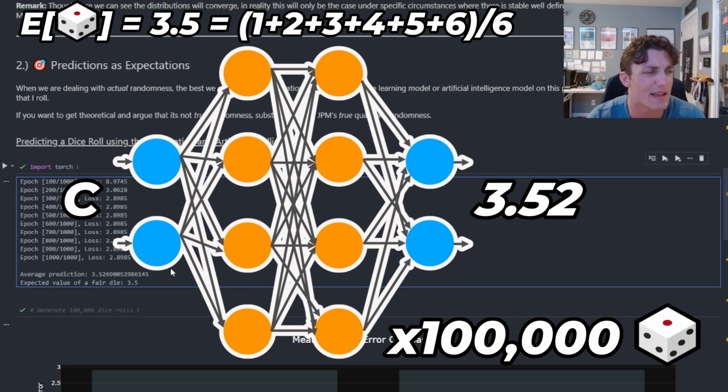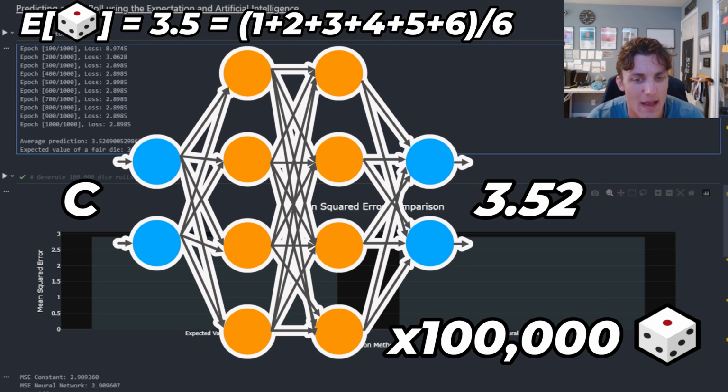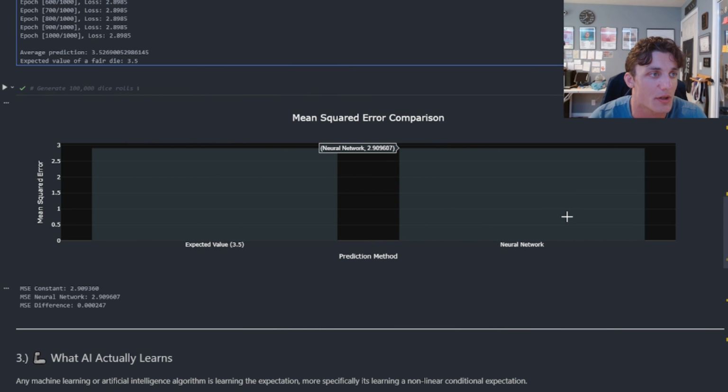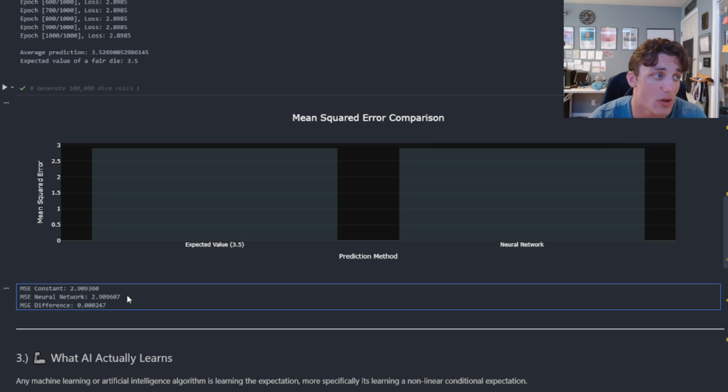The neural network is trying to learn that 3.5. It's suggesting that 3.5 is actually the best guess that we could possibly give for the outcome of a dice roll. And what I'm doing here is comparing the error of our prediction, that is between the actual outcomes and the neural network and the associated expectation. What you'll see here is that, wow, the expectation actually performs better than the neural network. There's a larger error for the neural network than there is for the expectation.